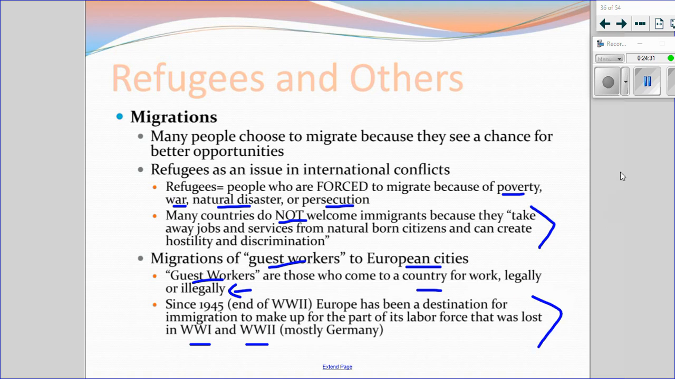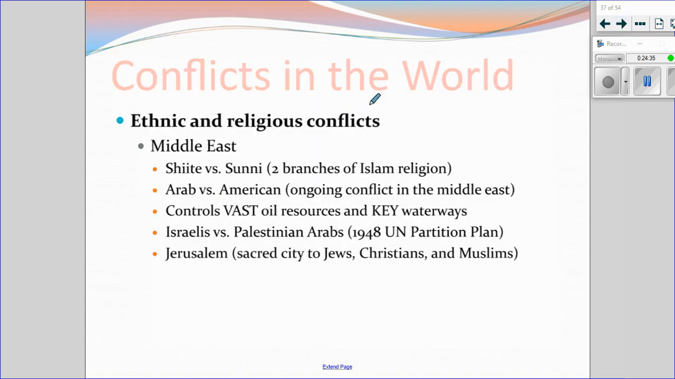So they've had a lot of immigration as a result. You have ethnic and religious conflicts. So in the Middle East, you have the Shiite-Sunni divide. Shiite Muslims believe that the leader of Islam has to be somebody that is a blood descendant of their prophet, Muhammad, whereas Sunnis believe it can be any qualified person.